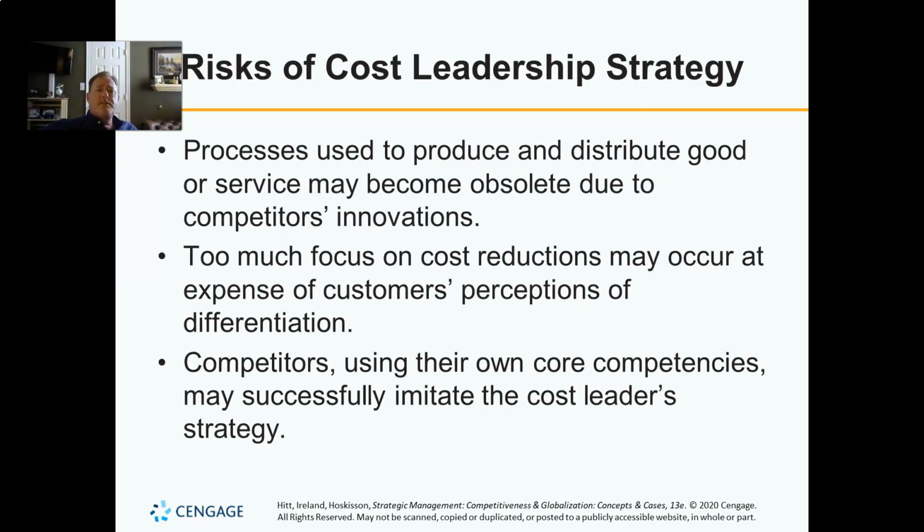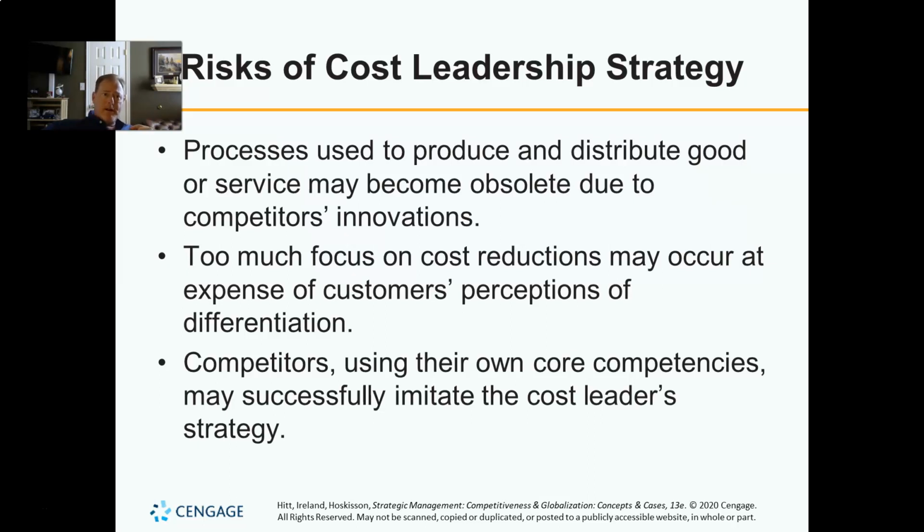There are some risks. What we do may become obsolete, and our customers may not buy what we're selling. It is very easy to imitate the cost leader's strategy. And here's a real downfall of cost leadership. In an industry, there can only be one cost leader. When we say cost leader, we're talking about the company that has the lowest total cost of production.